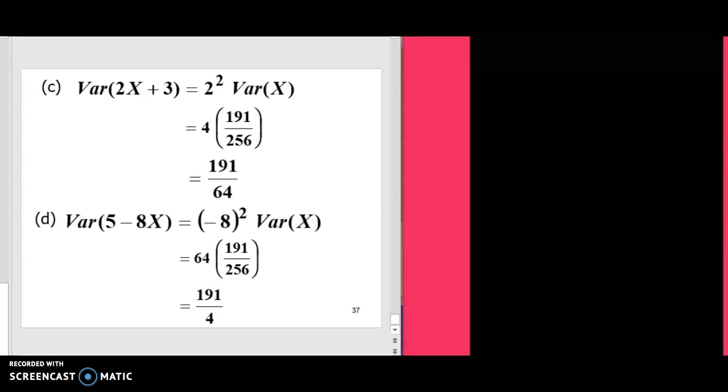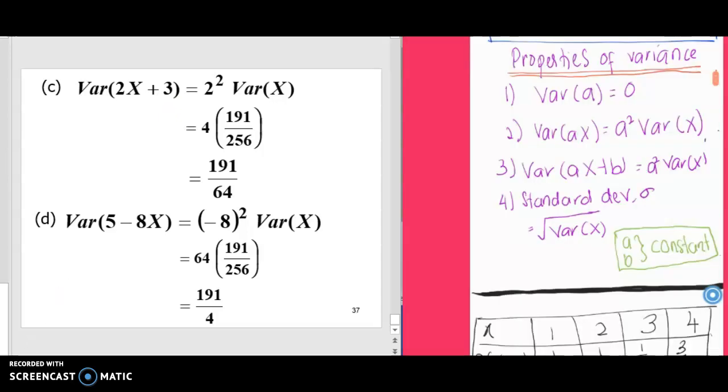Kita tengok C. Variance 2x plus 3. So yang ni, kita kaitkan dengan properties of variance number 2. Dia akan jadi ni, 2 square variance x. And then substitute the value. And then D. D kita refer pada bentuk yang ketiga lah, properties of variance.